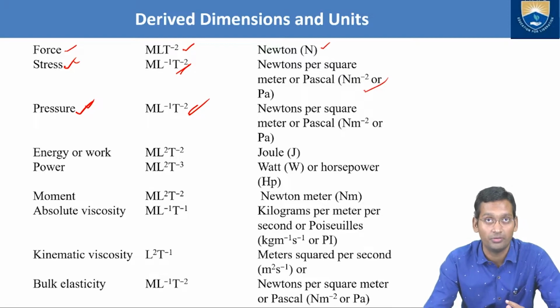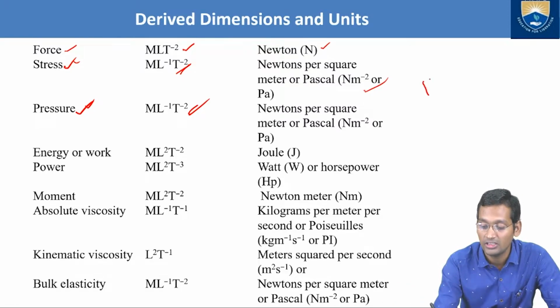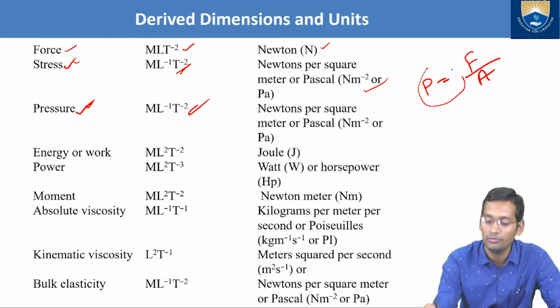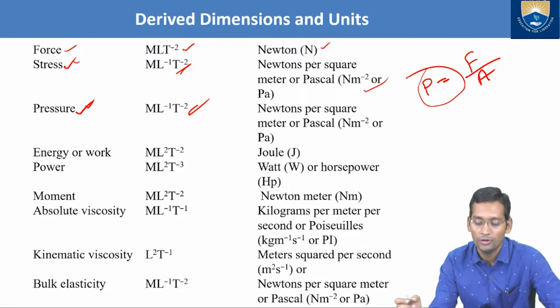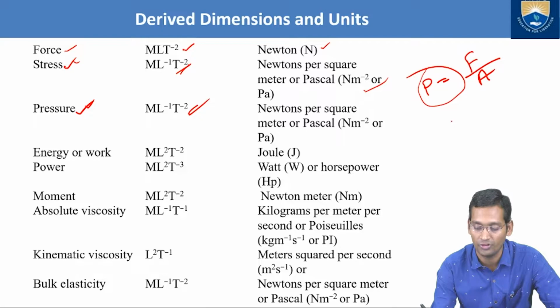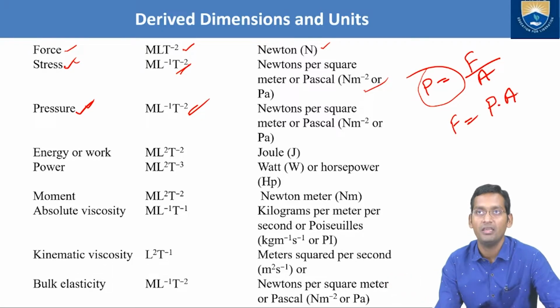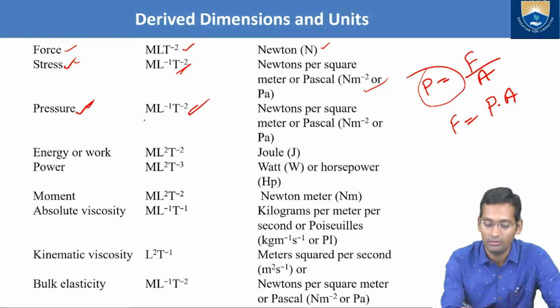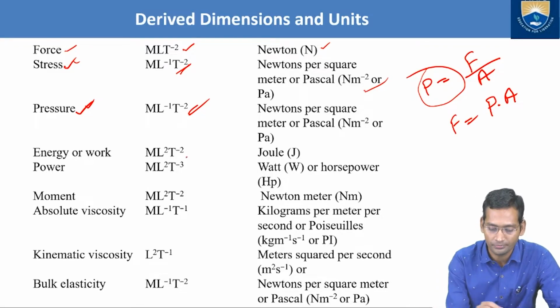Now what is pressure? Pressure is nothing but how much force you are applying per unit area. Suppose in 1 meter square, how much force you are applying, that will give you the pressure. So if you want to find force, then force will be pressure into area. By using this only we can derive this quantity, which I will show you later.